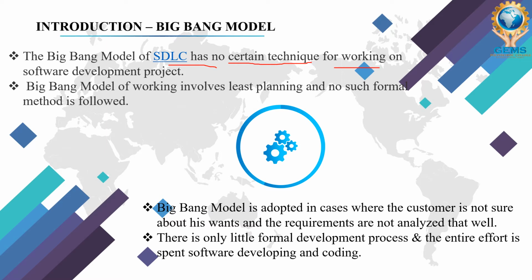Clear? Second point says that this model does not give more emphasis on planning or documentation, but gives more emphasis on the development part. So Big Bang model is a model where planning is very little or documentation is very little, but here in the Big Bang model we mostly use our effort for development.